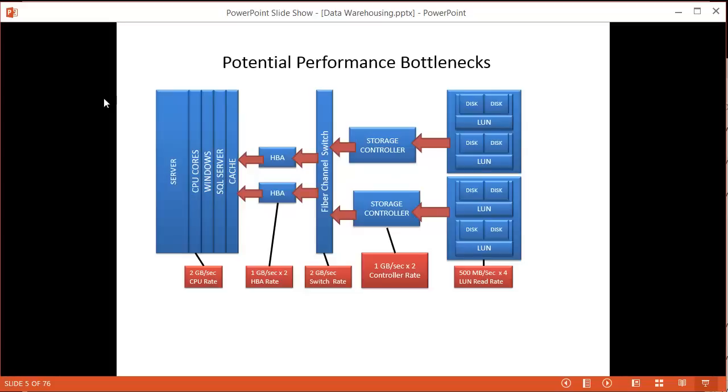On the left hand side I have the server. This is the actual server, the SQL Server, running on Windows Server as well, and there's SQL Server right there, and you have caches on the SQL Server side and the Windows Server side, and you have CPU cores.